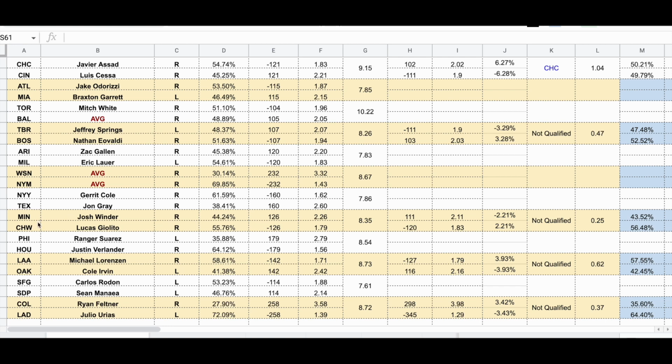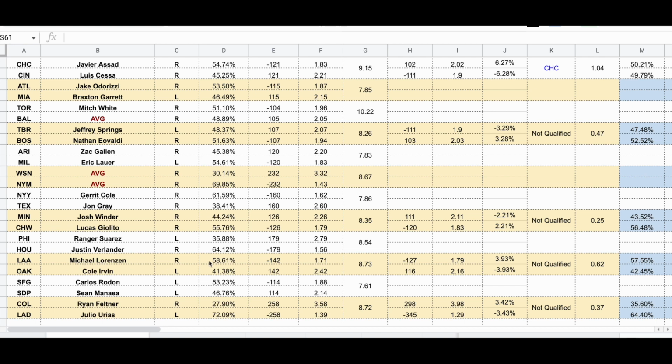Then we have Minnesota against Chicago White Sox. Winder against Giolito. Based on my projections, Chicago White Sox should have 55.76% chance. So my odds minus 126, bookmakers minus 120. So this is very similar, no value. Philadelphia, Houston, no odds from bookmakers. My projected odds minus 179 on Houston, with Verlander on the mound.